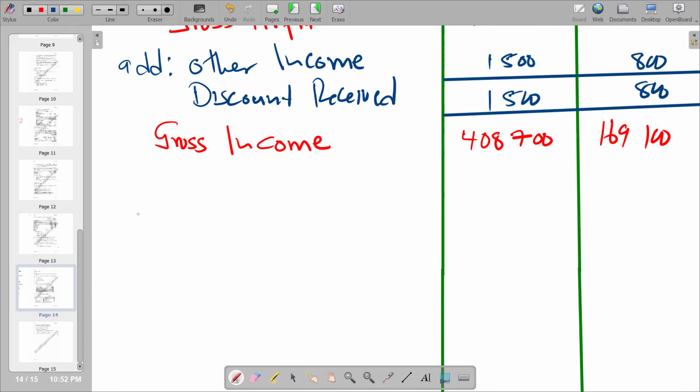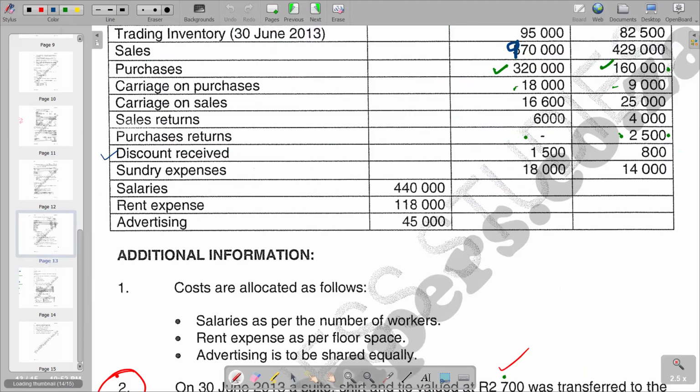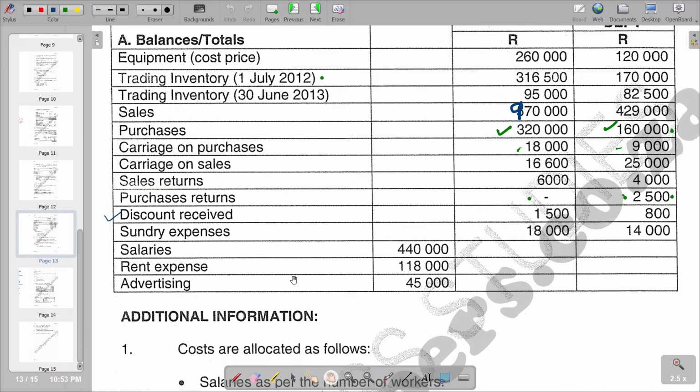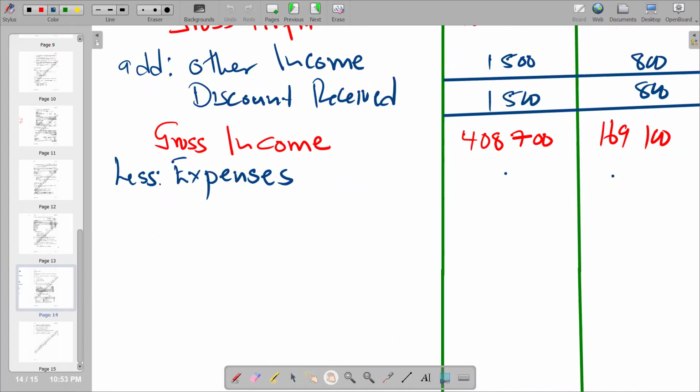to our expenses. So we are saying less expenses. So we list all the expenses beneath, and then the total of the expenses will now come here for the first column and here for the second column. So we pick those expenses from the list that we have. We can start from the beginning going down, checking all the expenses that we have. So the first one that we are seeing is carriage on sales. Carriage on sales.